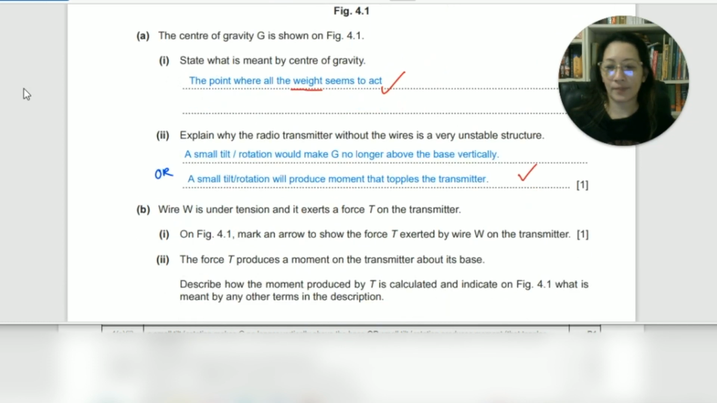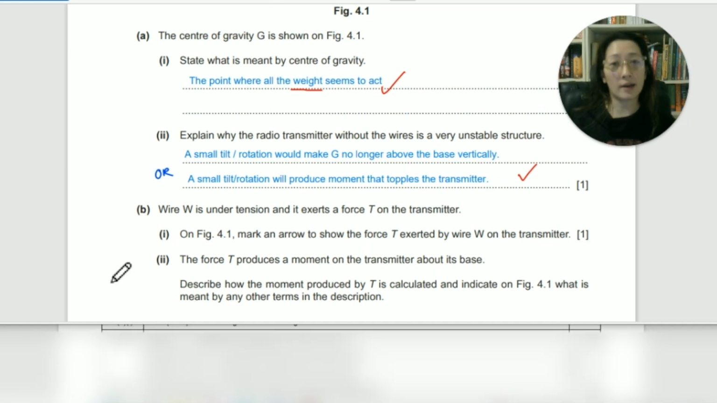Let's look at number 2. The force T produces a moment on the transmitter about its base. Describe how the moment produced by T is calculated and indicate on figure 4.1 what is meant by any other terms in the description. So there are 2 parts to this question. First of all, we need to describe how the moment is calculated, and then we need to indicate on figure 4.1. That means by drawing arrows or labels to show how the terms are obtained from the diagram.